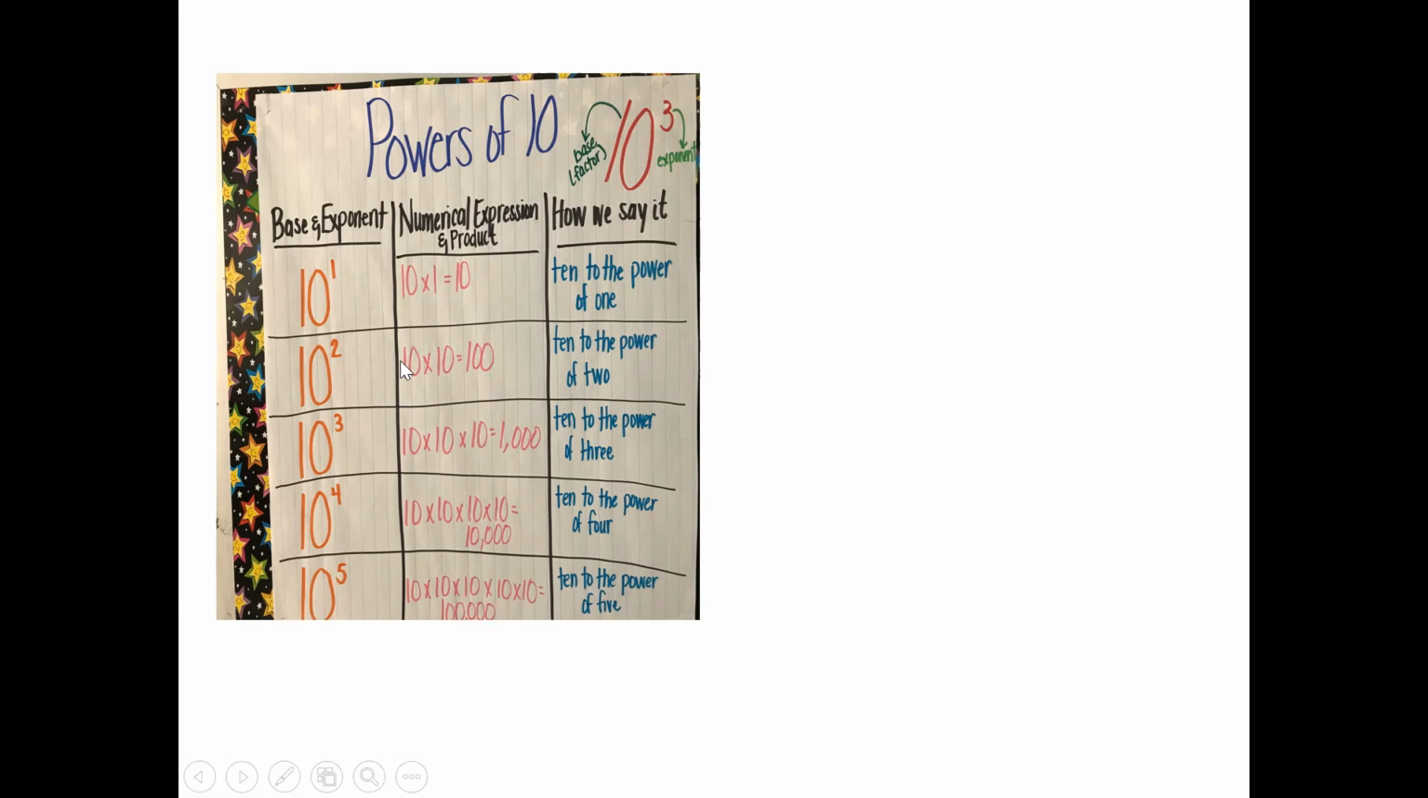Now, another way to look at this as well is to say, how many zeros or place values is it giving me? Is it adding to my place value chart? Okay, so in this case, I have 10 to the power of 1. Okay, so I have 1 zero. I have 10 to the power of 2. Okay, I have 2 zeros. 10 to the power of 3, I have 3 zeros. 10 to the power of 4, okay, I have 1, 2, 3, 4 zeros. And 10 to the power of 5, I have 5 zeros.